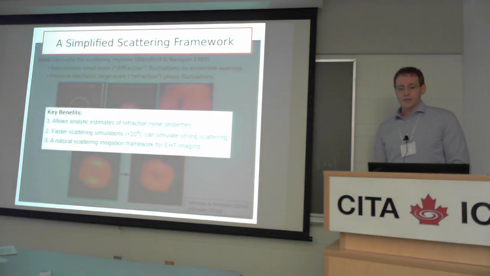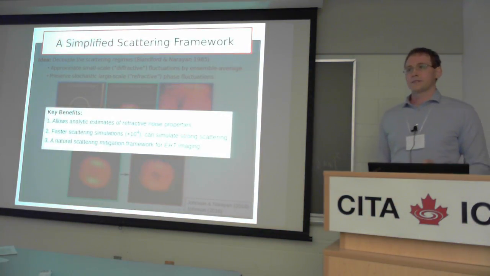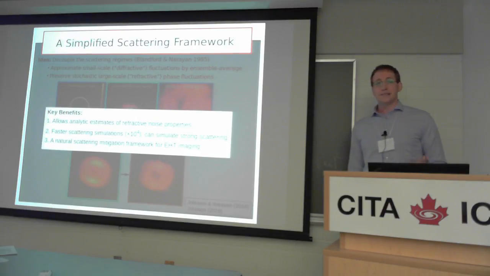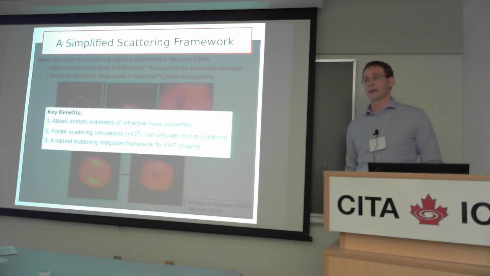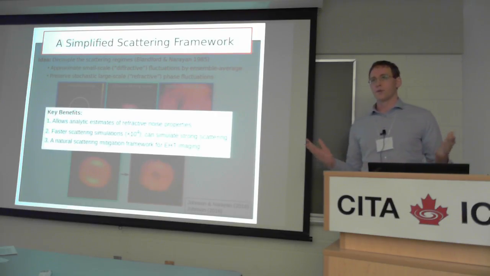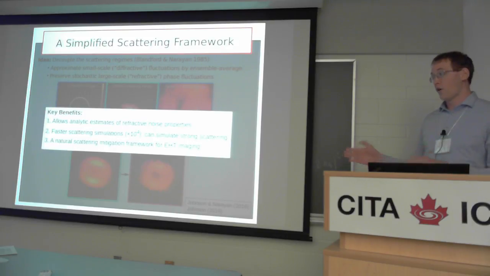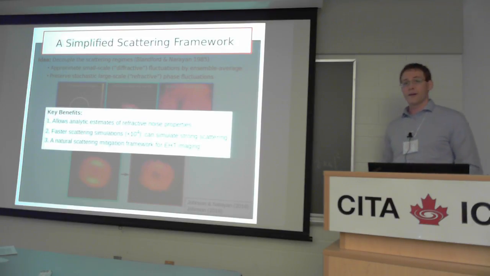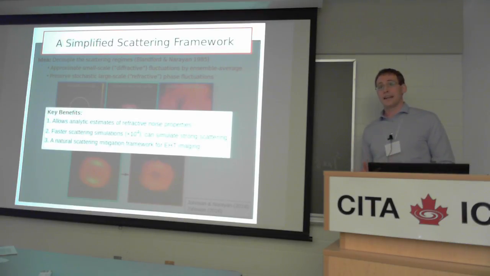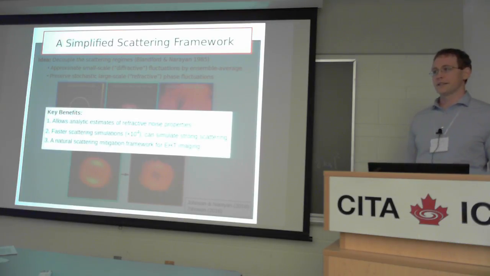Now, the beautiful thing about this framework is that now we can do analytic estimates of many types of things, including the covariance or evolution over time. It speeds up the simulations by about a factor of 10 to the 4. And we can also do things like simulate extremely strong scattering, which just isn't possible if you're trying to simulate all the different modes on the scattering screen at once. And this also provides a natural scattering mitigation strategy for instruments like the EHT and RadioAstron. So I just wanted to walk you through that real quick.